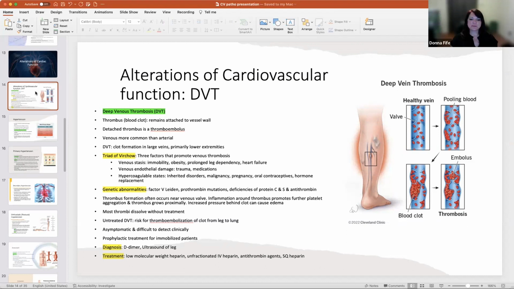These are often asymptomatic and difficult to detect clinically. We want to have prophylactic treatment for immobilized patients to help prevent DVTs. This can be diagnosed with a D-dimer and ultrasound of the leg. And treatment is going to be with some sort of heparin or other antithrombin agent.